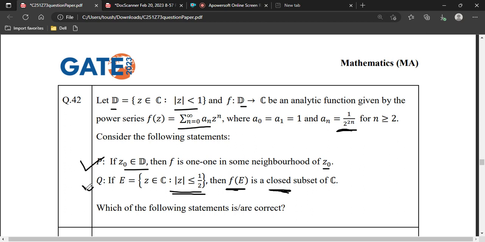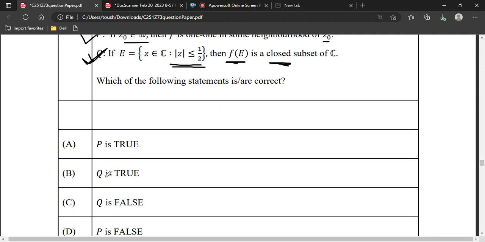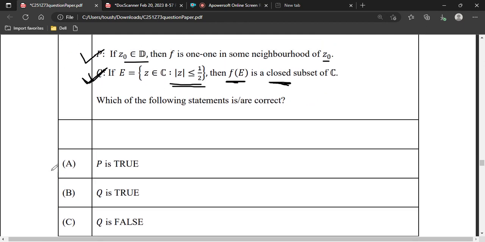So they have said f(E) is closed or not. So your answer is right. So f(E) is closed. Okay. So hence both the options are true. That means which option will be your answer? P is true. That means option A. Q is true. That means option B.